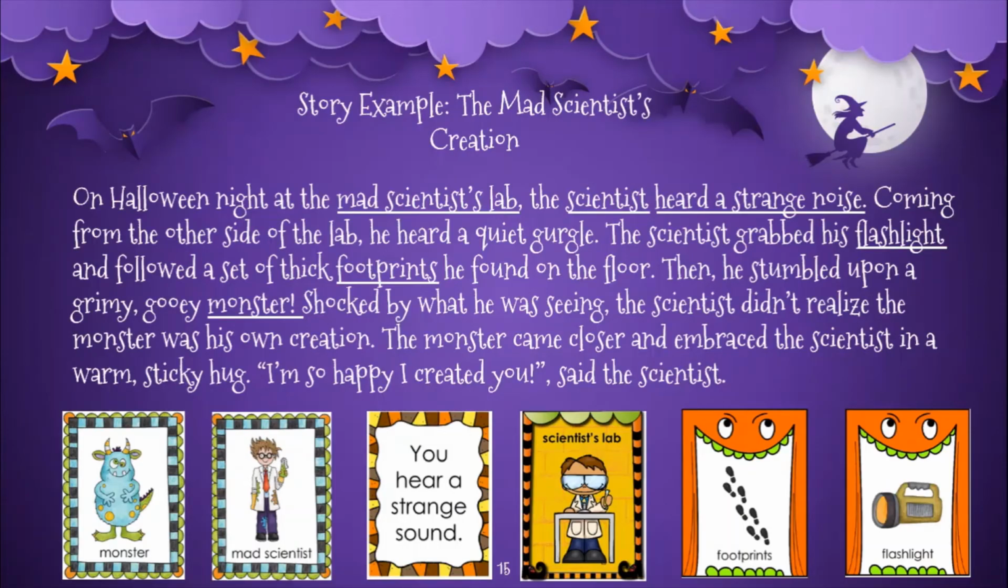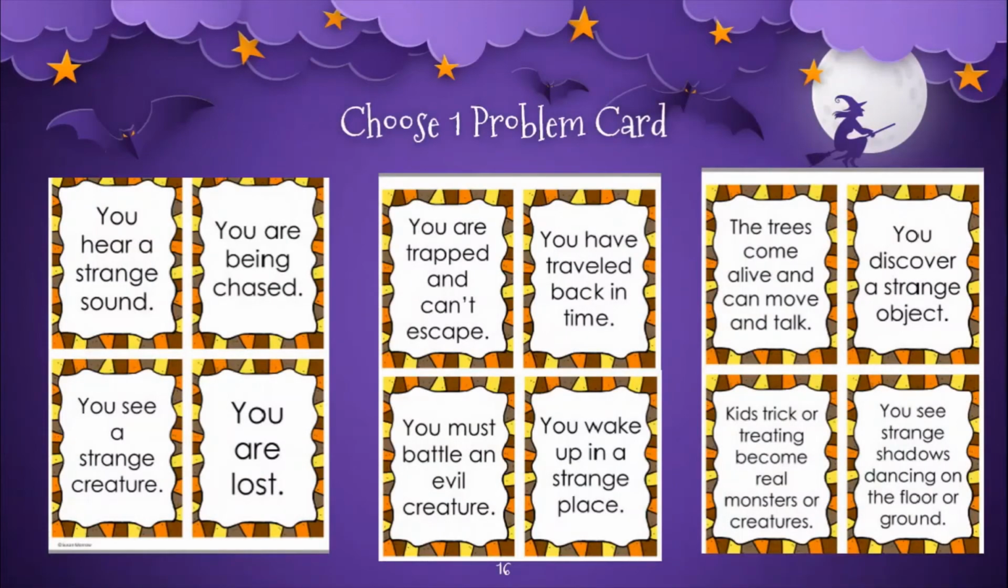So you see here, all the underlined portions are the story cards that I chose. And it shows how just you picking 6 cards, you can create a nice, scary Halloween story out of them. And that's exactly what you're going to be doing right now.